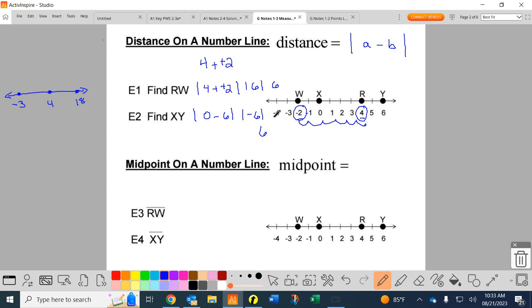Anybody have any questions on the distance formula? That is the distance between 2 points on a number line. Wonderful, guys. The next one is averaging.